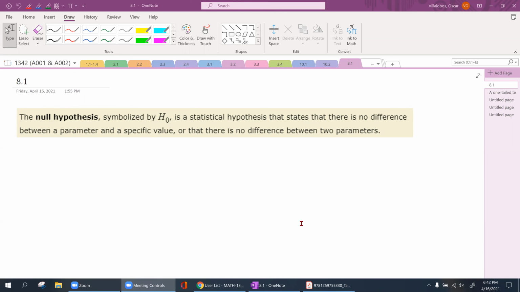null hypothesis. For 8.1, this is a chapter that I really need you all to read. Know the definitions and read. It's mainly going to be the foundation for sections 2, 3, and 4.